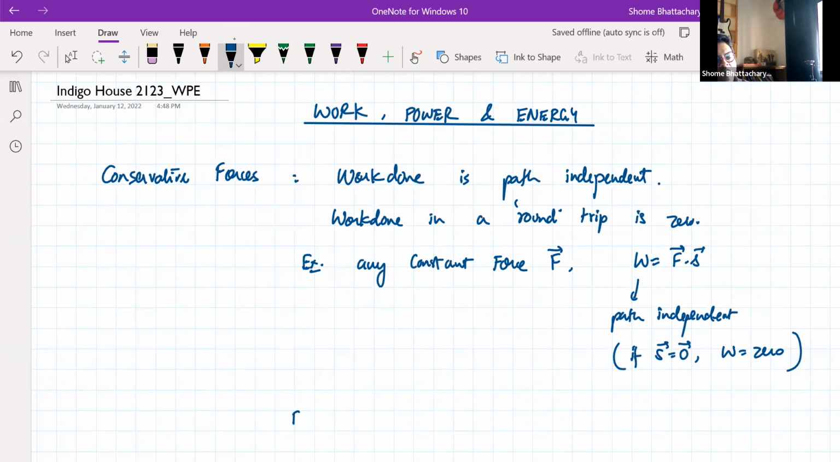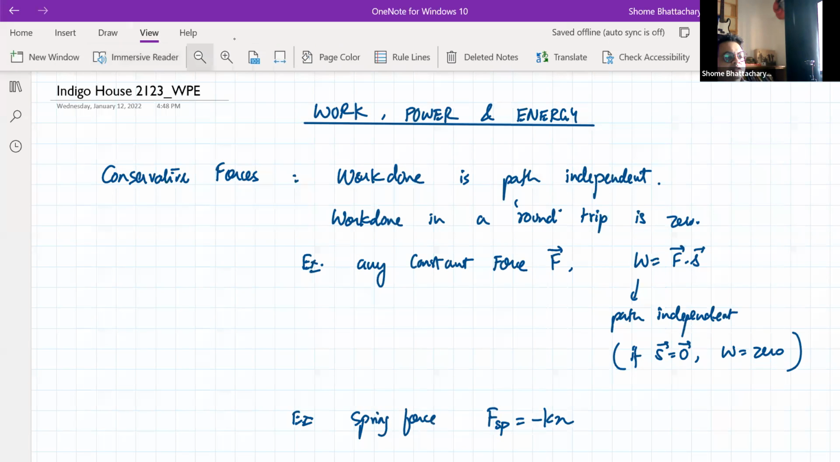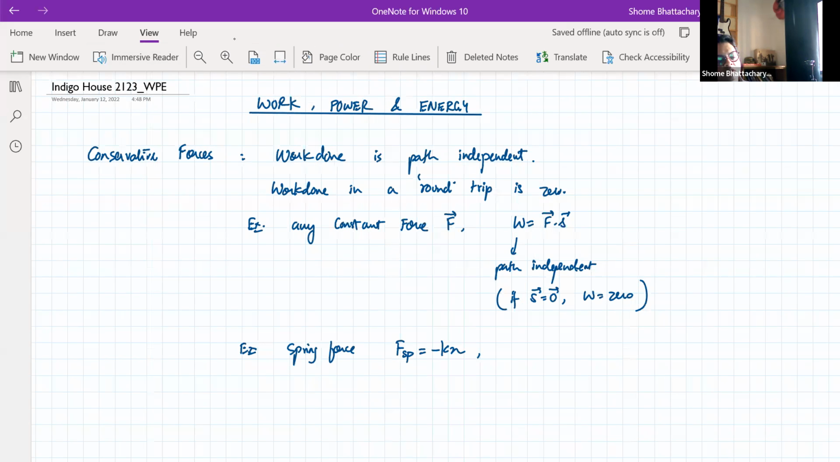Then another example is spring force. The spring force, or the restorative force of a spring, in one-dimensional notation can be written as minus kx to denote that it is restorative in nature. Work done by the spring force, therefore, is this quantity, which becomes minus half k into final x square minus initial x square. So you can see that this is again path independent.